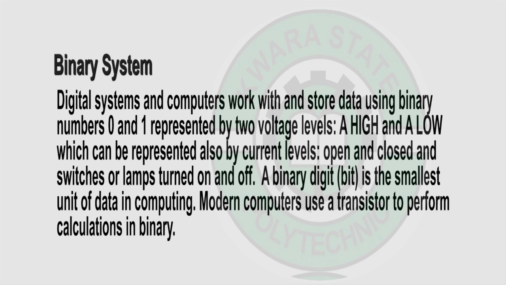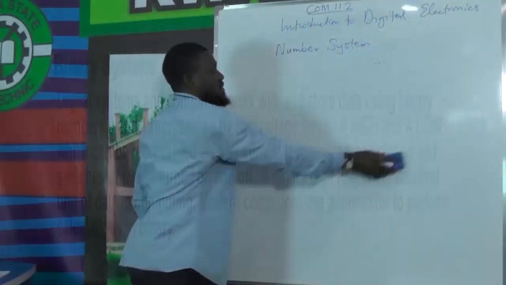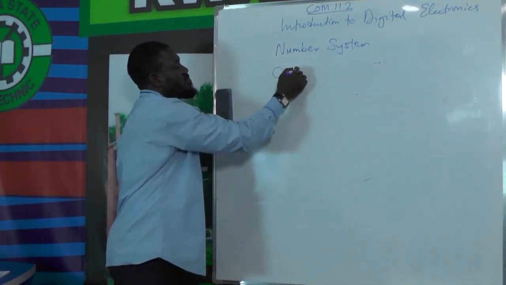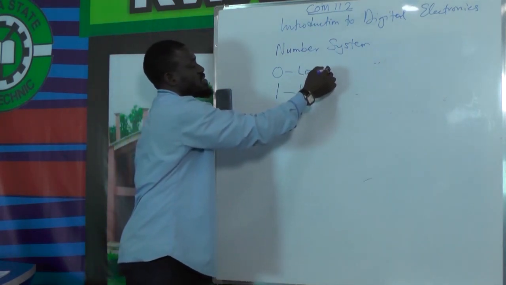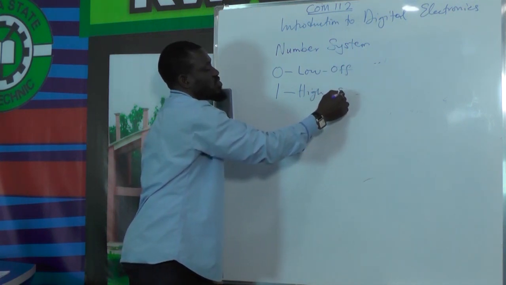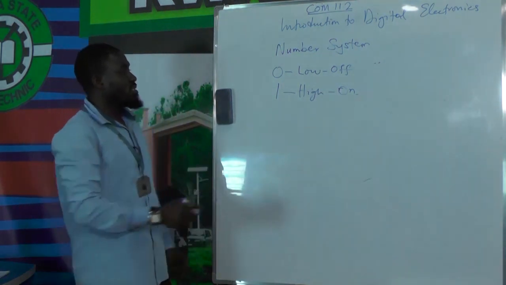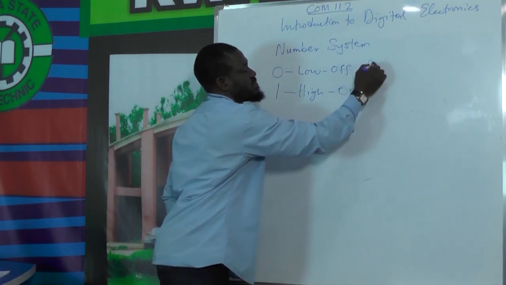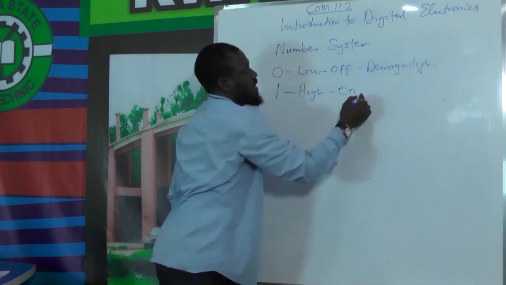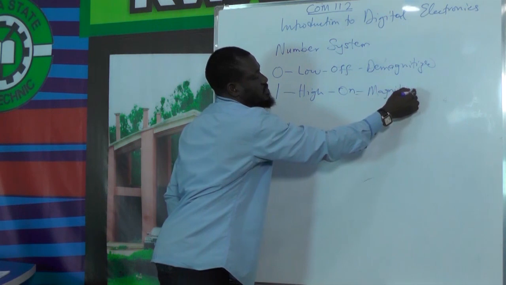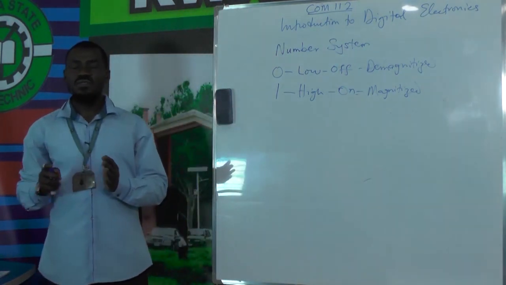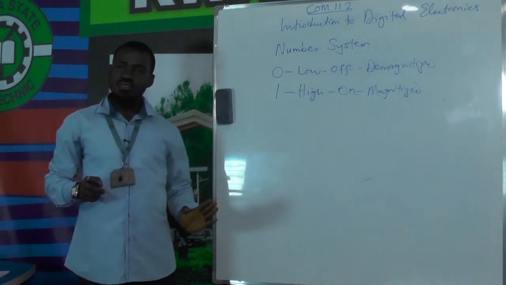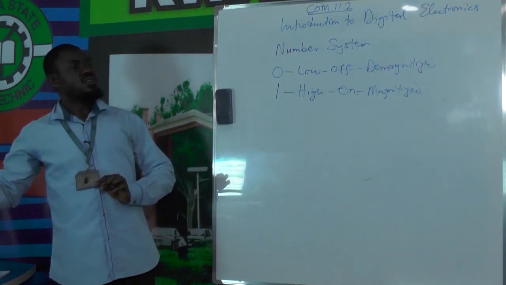So in this case, whenever you have zero, that means low. Whenever we have 1, that is high. So this we can say is switched off, and this one is switched on. Like that, we can say magnetize or demagnetize. And here we say magnetize. And we know our current: you have live and you have the neutral or earth. So if our live is moving, the other one must be earth, that is zero.